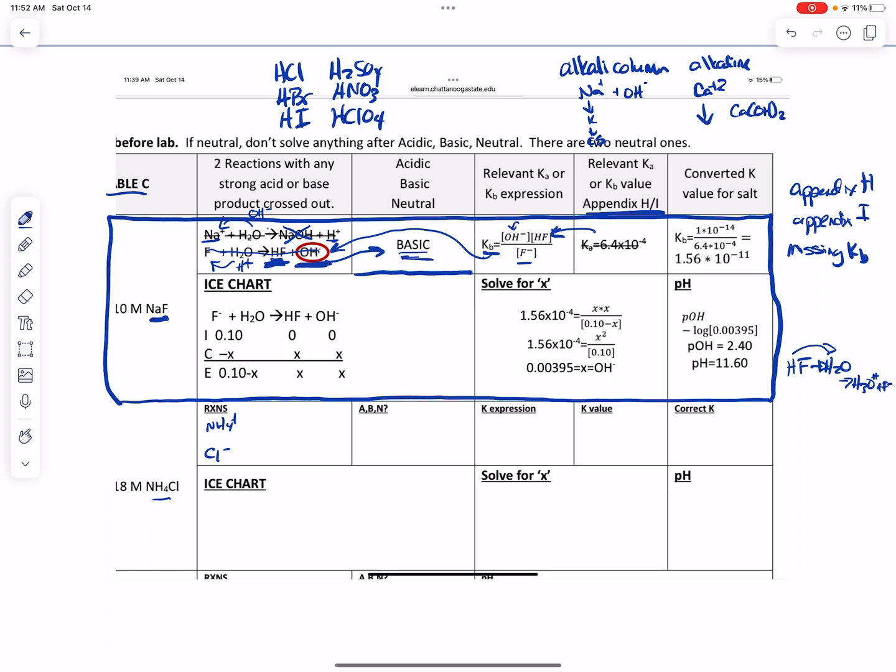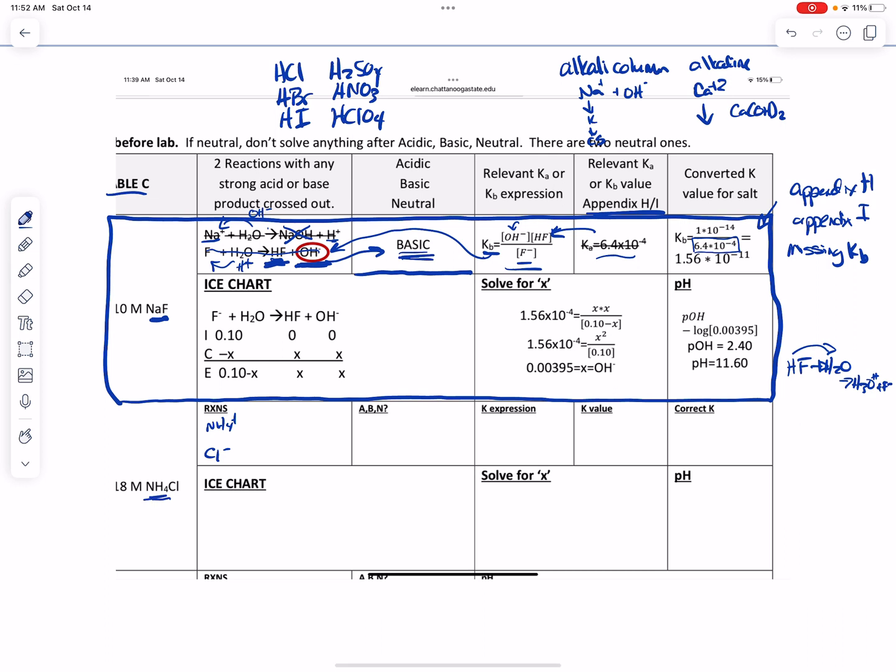You're making OH minus because you already said it was basic. Salts all do this where they do this flipperoo thing. So you're going to write the relevant K value. You're going to write the relevant K expression. And then on the third column, you're going to convert it. All of this column will be done the exact same way, where you're doing the 1 times 10 to the minus 14th divided by whatever the K value is.